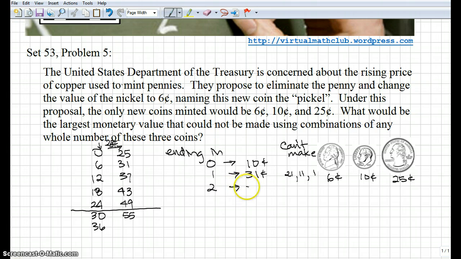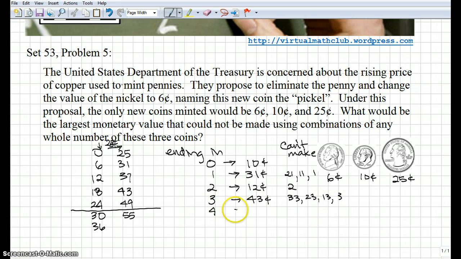Let's look at 2. The first one we can make is 12 cents, right? So we can make 12 cents, but we can't make 2 cents. Makes sense. Ending in a 3, the first one that we can make is 43 cents, it looks like. So 43 cents we can make with a quarter and 3 pickles. So we can't make 33, 23, 13, or 3. So these are the ones we can't make.